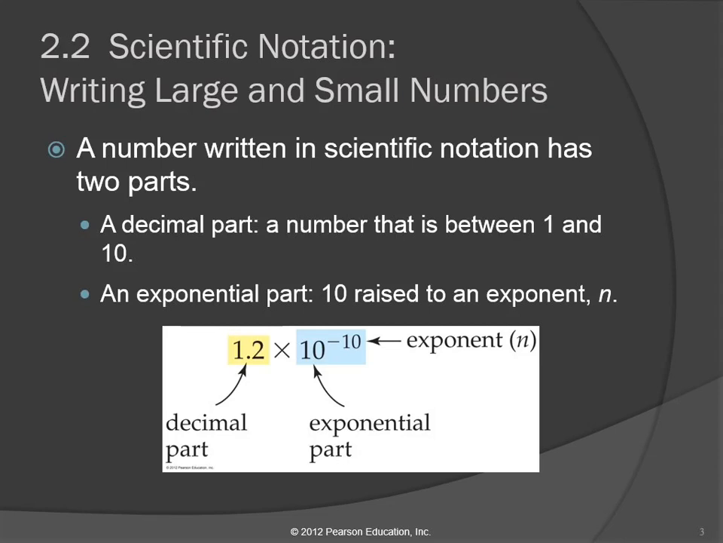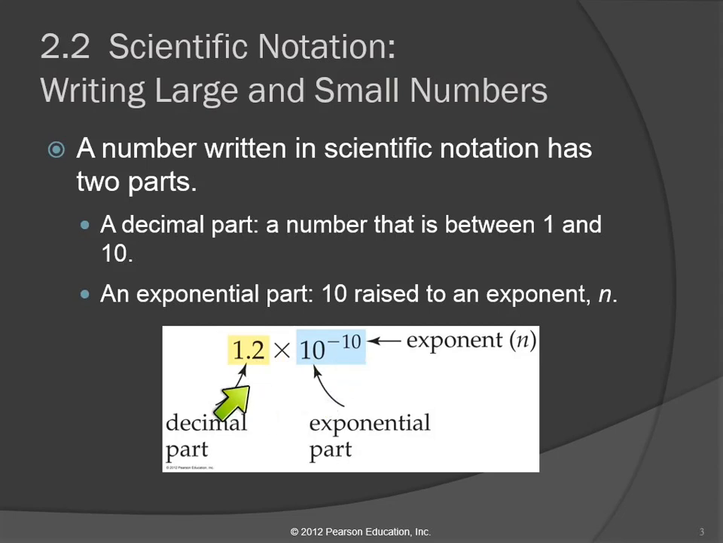We're going to talk about scientific notation, also sometimes called exponential notation. The thing about science is we deal with some really, really big numbers and some really, really tiny numbers. And we deal with that by expressing them in scientific notation. So in scientific notation, there are two parts. There's the decimal part, and then there's the times 10 to the something. This is the exponential part.